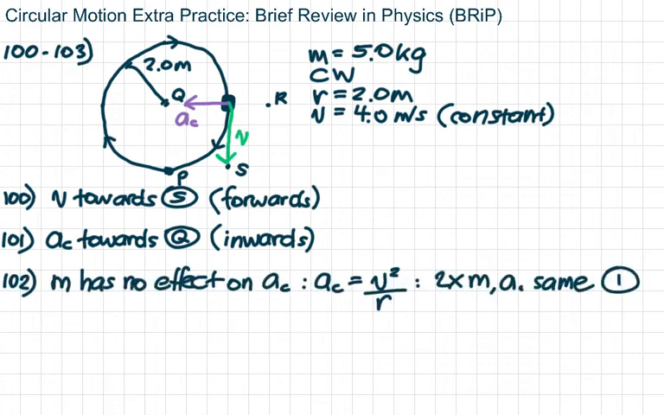Anyway, and then for 102, mass has no effect on centripetal acceleration. We saw that in number 93. So if you double the mass, nothing happens to centripetal acceleration. Choice 1.